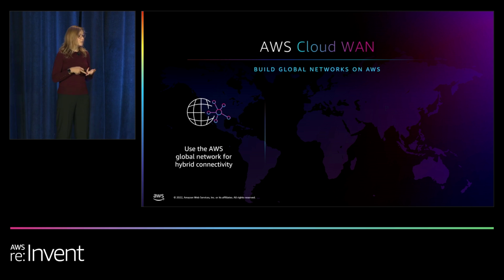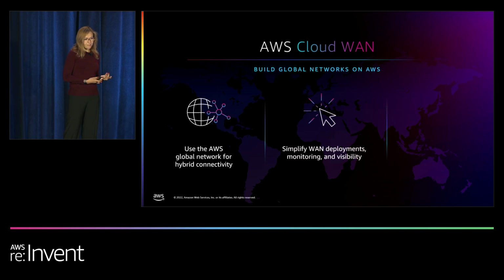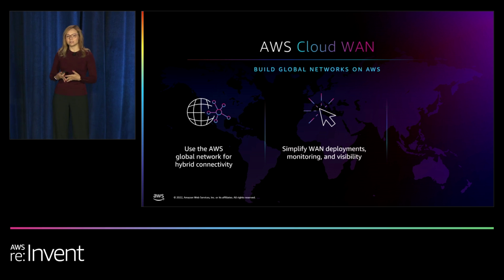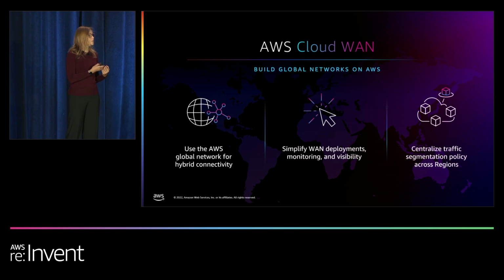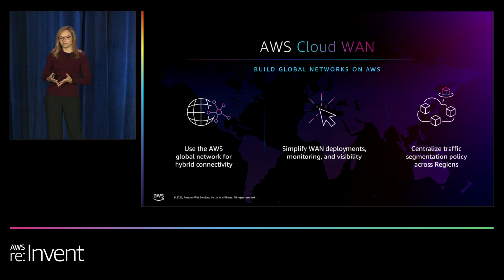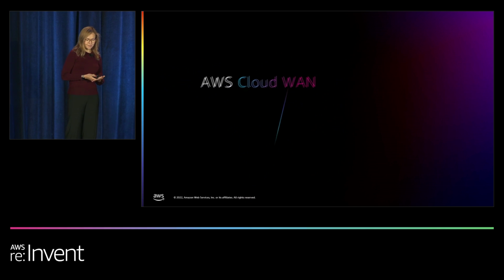With Cloud WAN, you can use the AWS Global Backbone for that global network connectivity. It simplifies the WAN deployments. Everything is managed through a centralized policy in Cloud WAN. And it allows you to centralize traffic segmentation, right, across multiple regions. We will see that when you define the Cloud WAN segments, those are global segments.